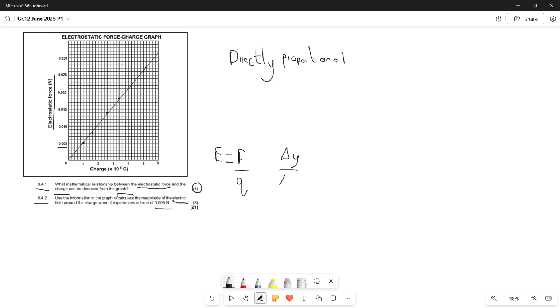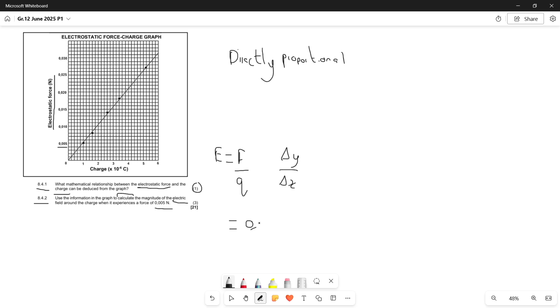And our change in X over here is the same thing, taking our charge from that point all the way down to 0. So our gradient formula, whenever it comes to graph questions, will usually be the exact same as our formulas, which means we can choose either option over here, but we can just work with option 1, plugging in our F and our Q based on the graph.